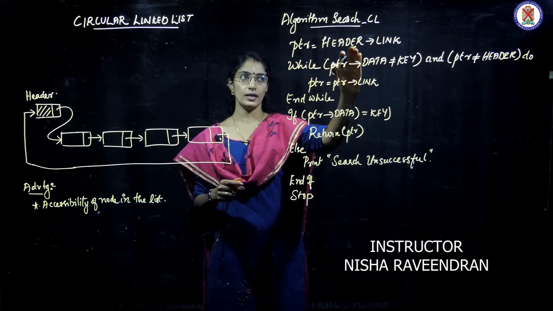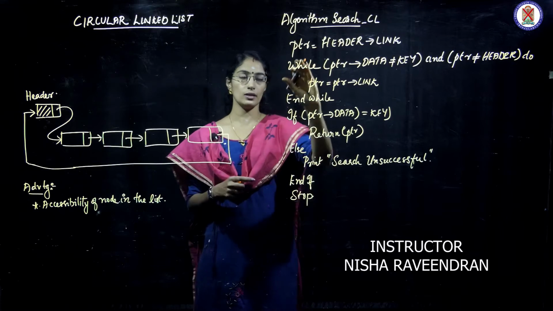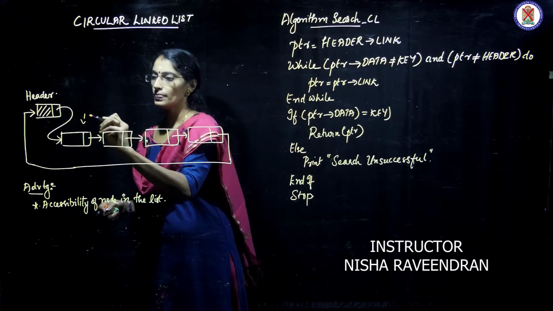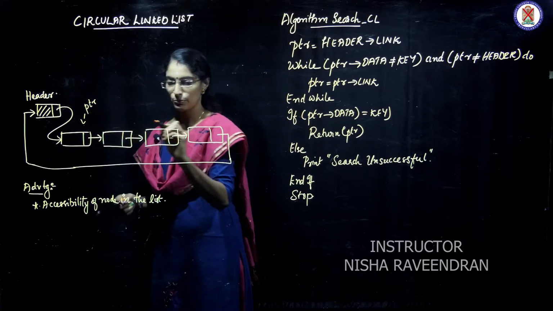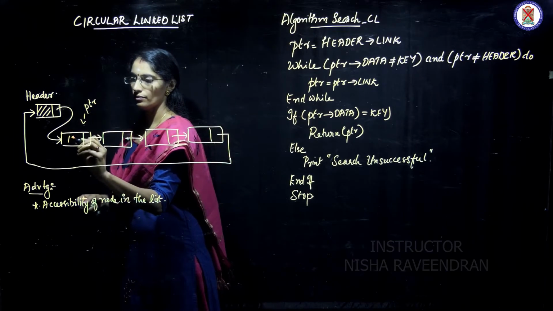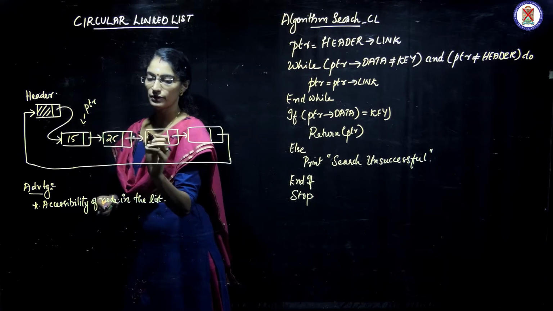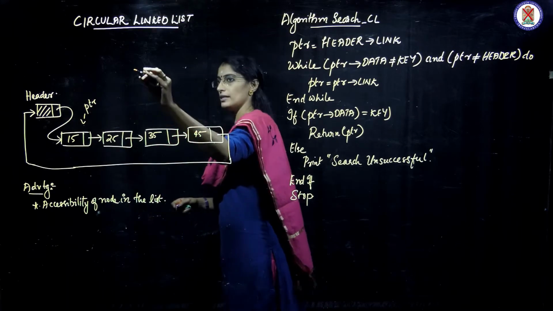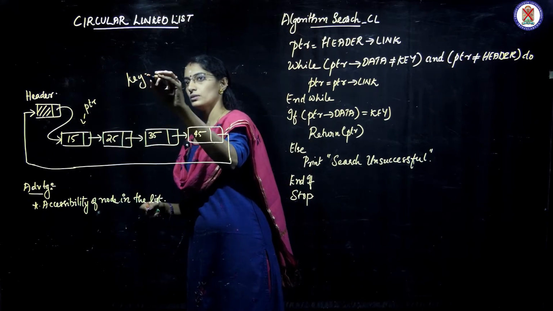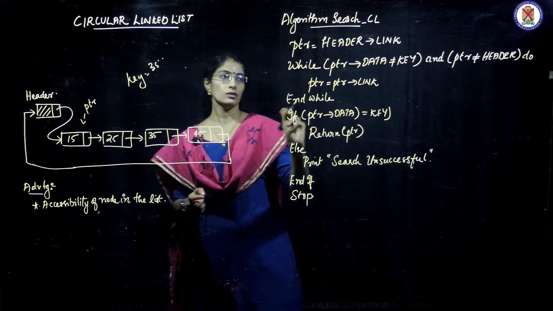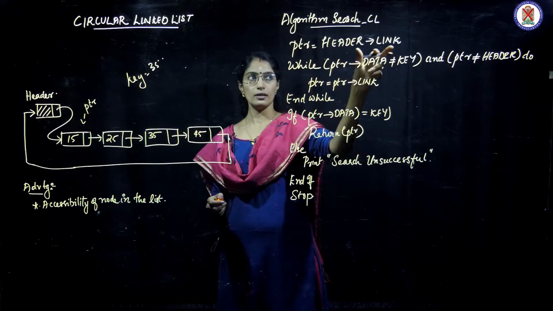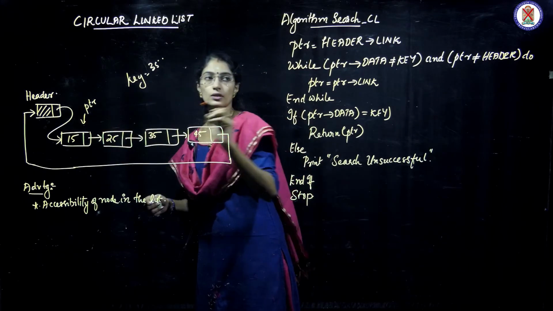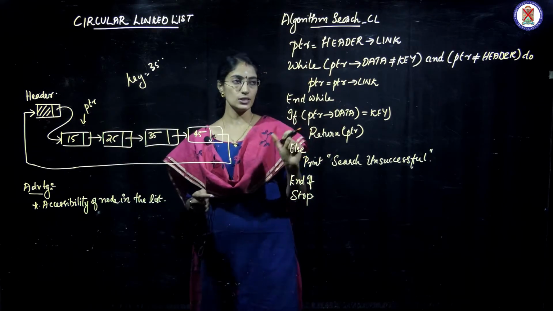So we'll start with header link. ptr equal to header link naturally means that ptr will be pointing to the first node. Let me put values. Let it be 15, 25, 35 and 45, and I will give the key value as, suppose, 35. Now ptr equal to header of link means naturally ptr will be pointing to the first node. Now check the while condition.